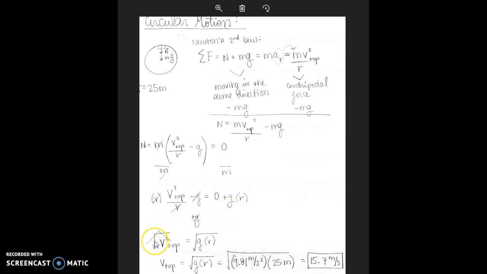So in order to get the velocity by itself, we would take the square root of both sides, and so the square root and the square would cancel, giving us the square root of the gravity times the radius is equal to the velocity at the top of the roller coaster. And whenever we plug in those numbers, we'll get 15.7 meters per second is the minimum velocity that the roller coaster can move without losing contact with the track at the top.